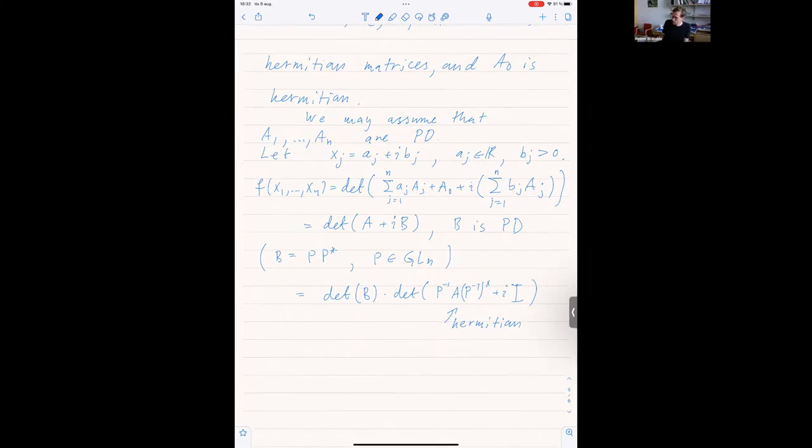So we know that negative i is never a zero of the characteristic polynomial of a Hermitian matrix. i is never an eigenvalue of a Hermitian matrix. So this better be non-zero, since negative i is not an eigenvalue of a Hermitian matrix of A. Okay. So this, I guess, is the proof.